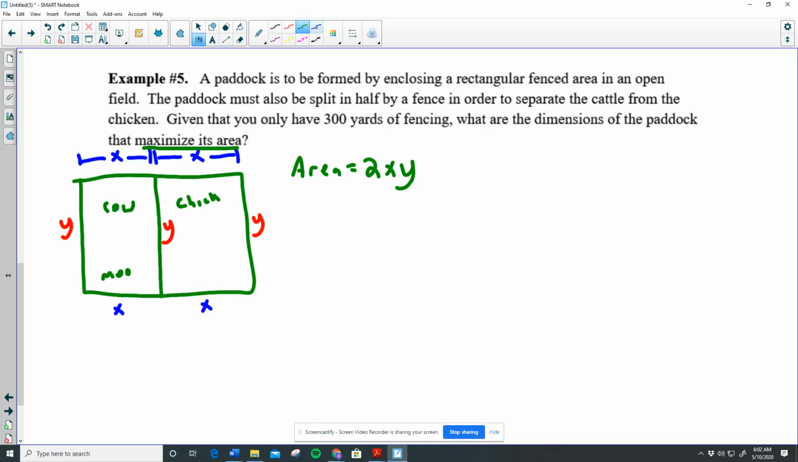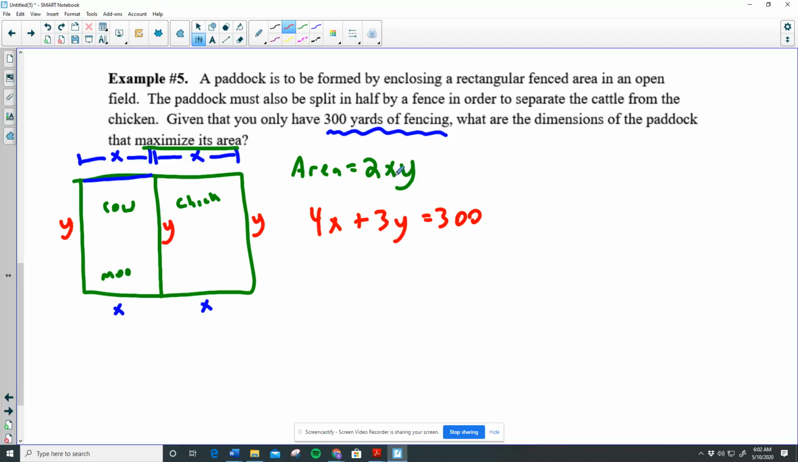All right, what else can I get from the question? Well, I've got 300 yards of fencing. So all of these distances, these two x's and these two x's and these y's, all have to add up to 300. So let's do that. I've got 1, 2, 3, 4 x's. I've got 1, 2, 3 y's. And that has to add up to 300.